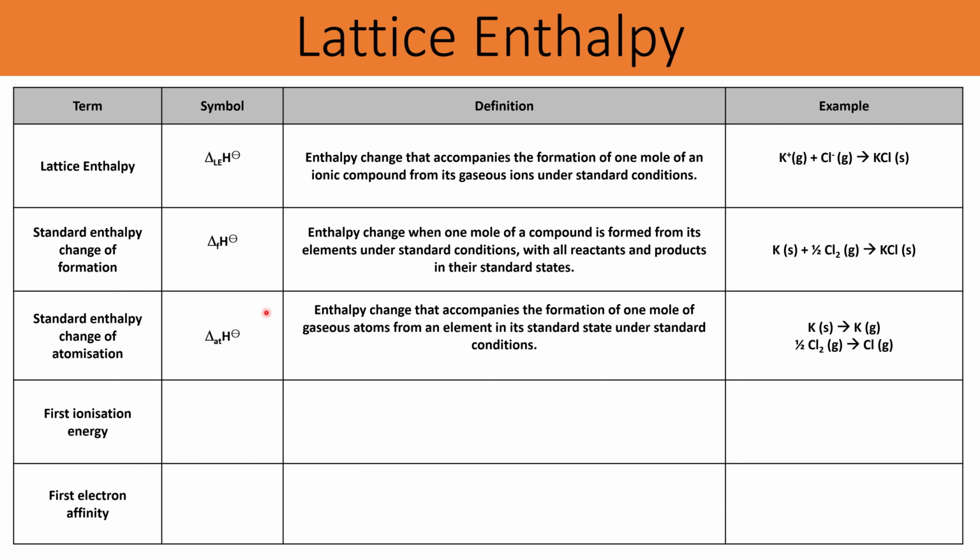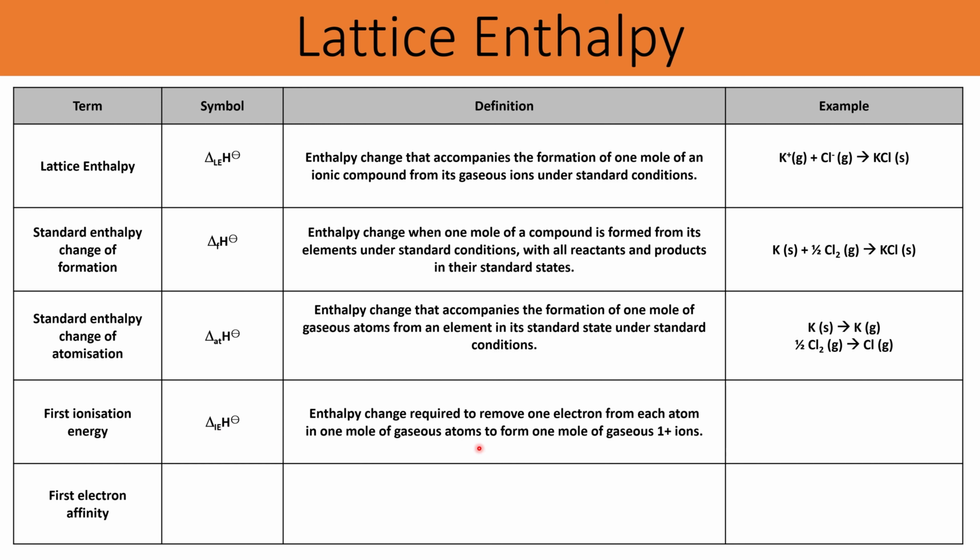Next up, we're going to have a look at the first ionisation energy. You should have come across this again in Year 12 or AS. And this is given delta HIE for ionisation energy. And the definition of this is the enthalpy change required to remove 1 electron from each atom in 1 mole of gaseous atoms to form 1 mole of gaseous 1+ ions.